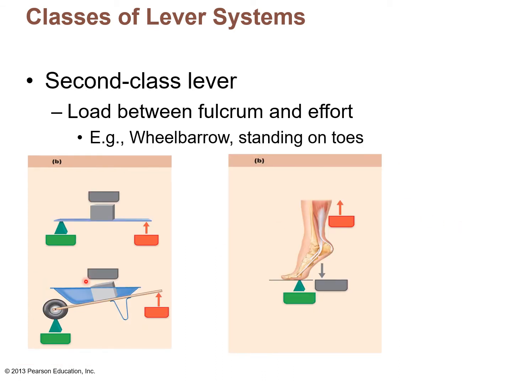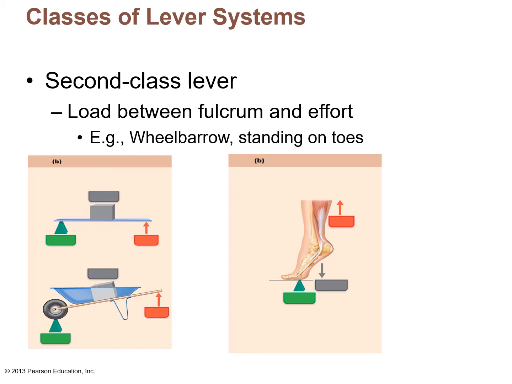Second class, now your fulcrum's on the end, your load's in the middle, and your effort comes from the other end, like a wheelbarrow. And if you're doing calf raises, that's a good example of a second-class lever. The effort is coming from the muscles in the back of the leg, the lower leg. The load is in front of that, it's in the middle, and the pivot point of the fulcrum is around the ball of the foot and the toes.